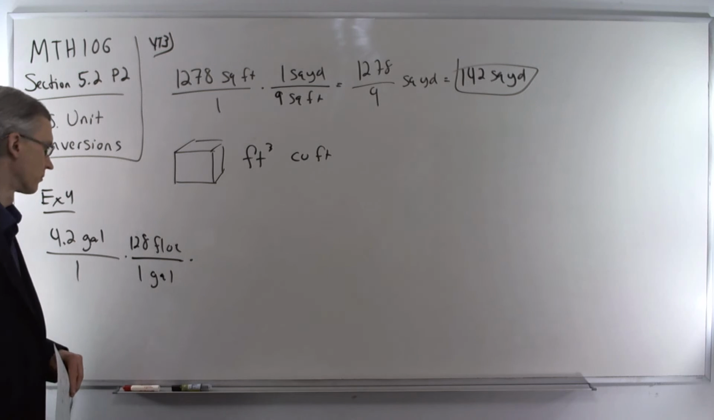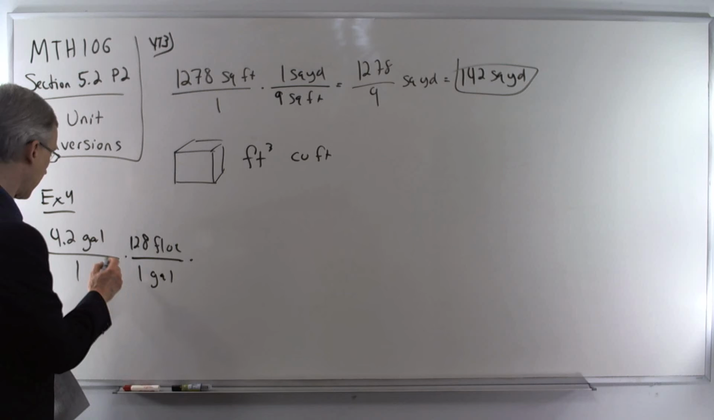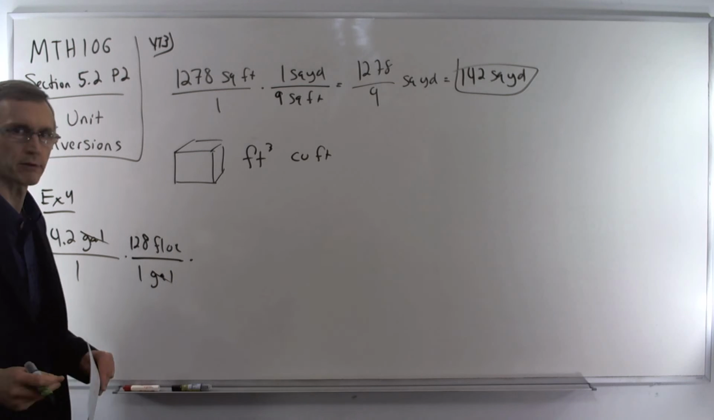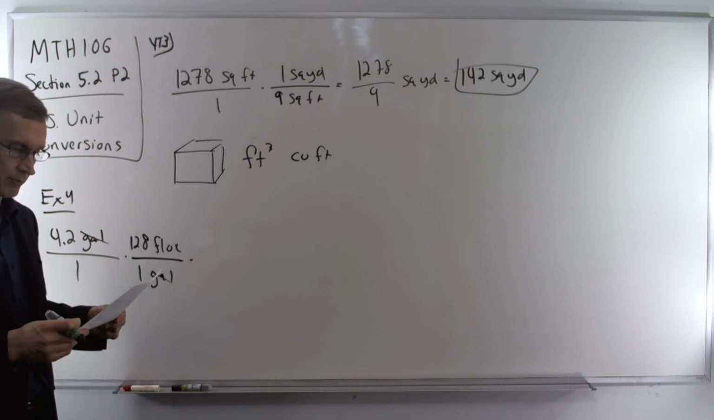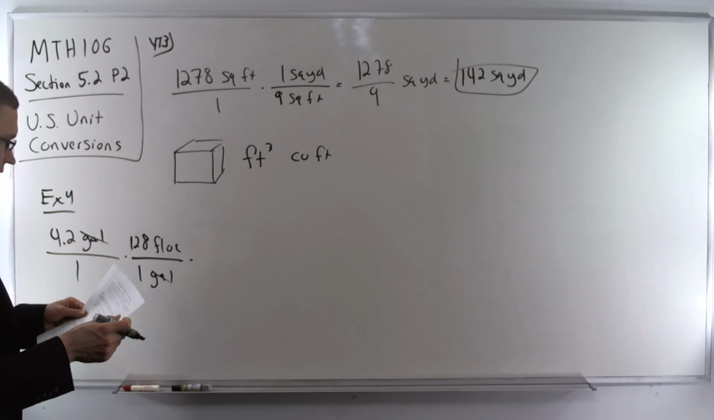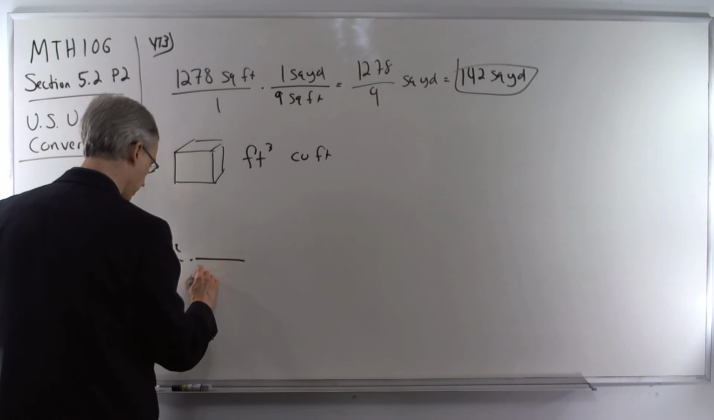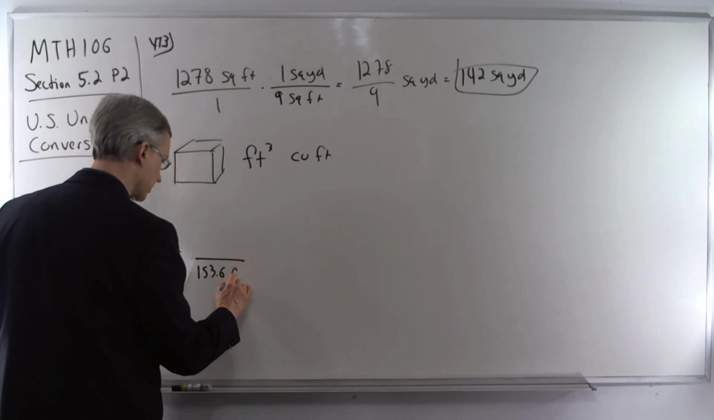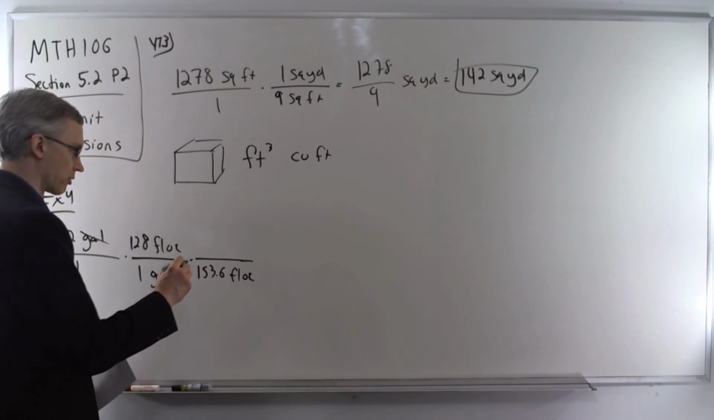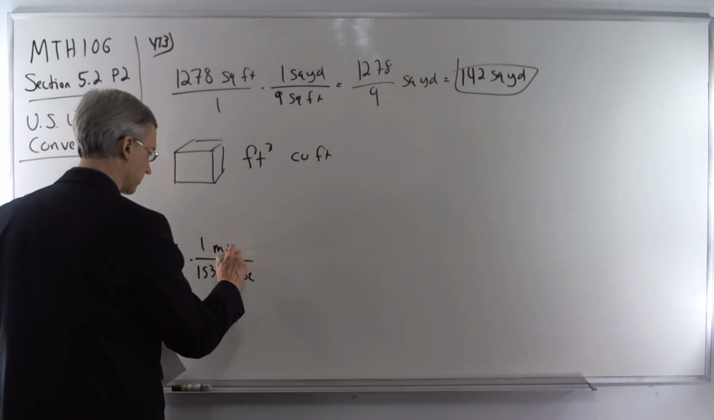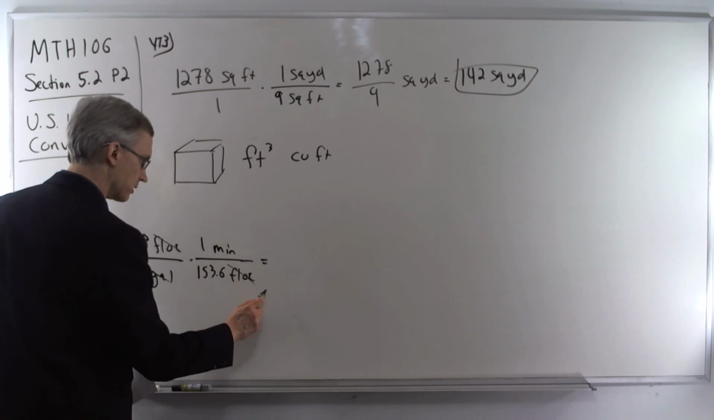Fluid ounces. All right, now we've gotten rid of gallons. Now we're at fluid ounces. So now we can use the next conversion factor. We can use the rate given in the problem. Since we have fluid ounces on top, on this rate, we're going to put the fluid ounces on the bottom. 153.6 fluid ounces per minute. So that's per 1 minute. So 1 minute goes on top. Fluid ounces cancel. Those are gone.